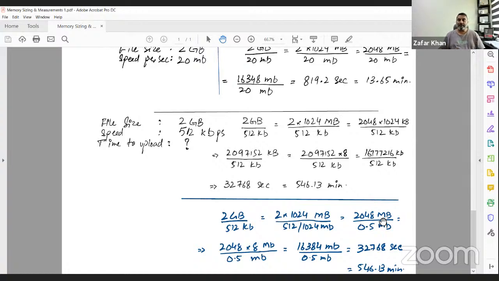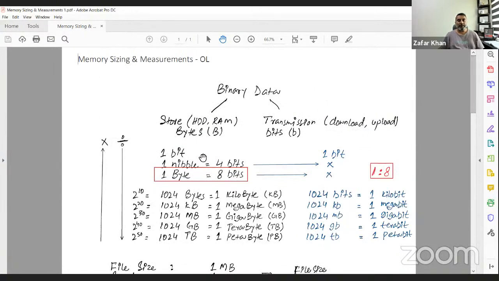All right. Now we have to convert this byte to bits. So we will be multiplying 2048 by 8. In that case, we will have 16,384 megabits and the speed has already been brought down to 0.5 MB. And if you do the math, you will get the same result as you would have over here, 32,768 seconds, which if you divide by 60 will become 546.13 minutes.